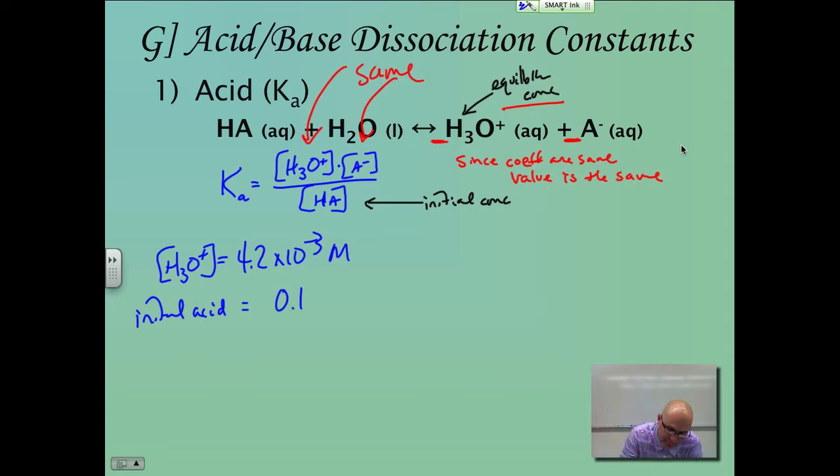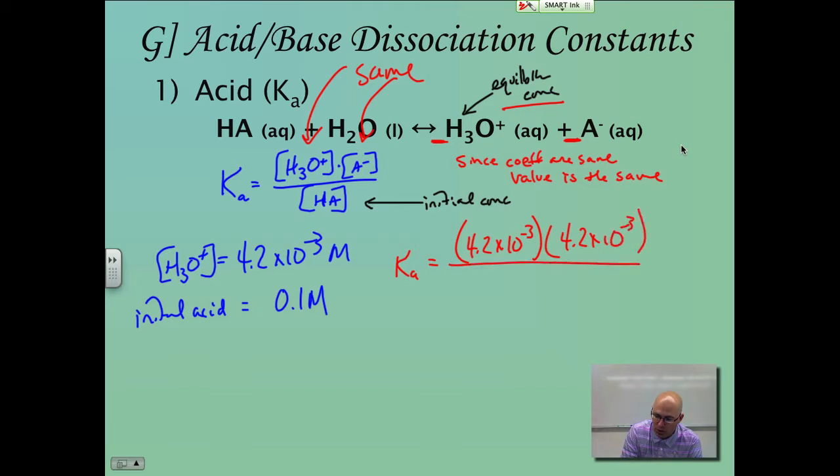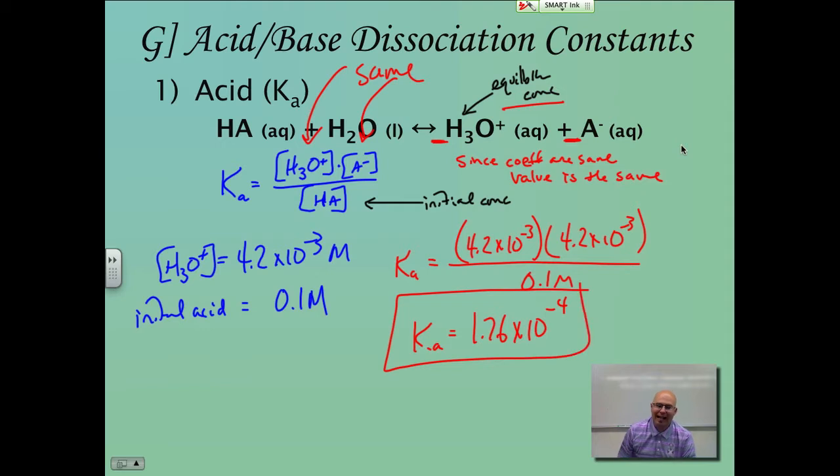and the initial acid concentration is 0.1 molar, you would plug it in as Ka equals 4.2 times 10 to the minus 3 times 4.2 times 10 to the minus 3. Of course, you could just square it, over 0.1. When you solve that, I get 1.76 times 10 to the negative 4. Okay? There's your acid dissociation constant for this acid.